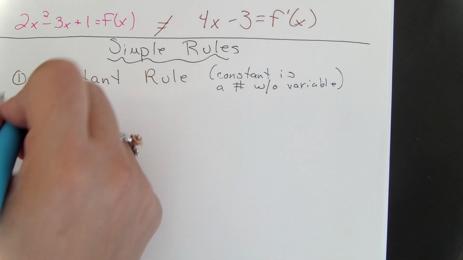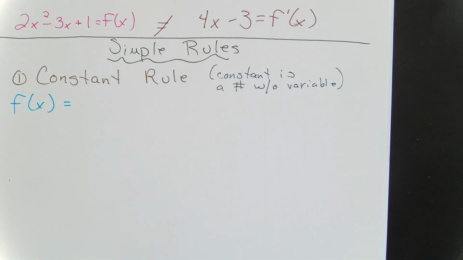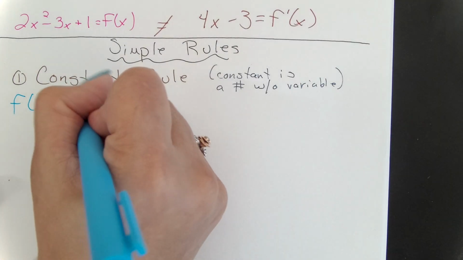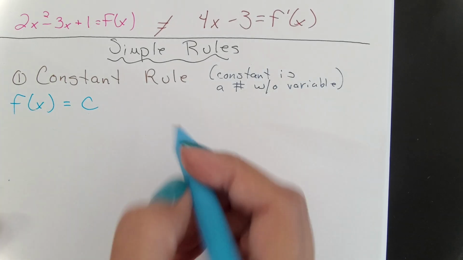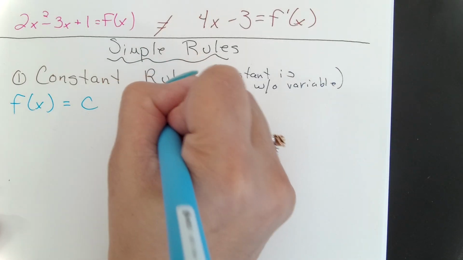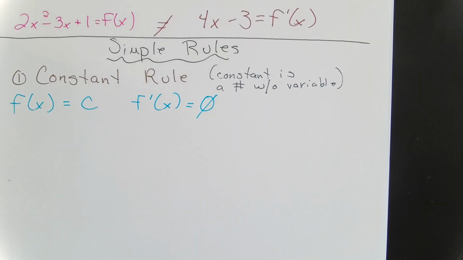The constant rule says that if I have a function that is a constant, so if I have a function alone that is a number without a variable, the derivative is 0, automatically. You see a number without a variable, the derivative is 0, automatically.